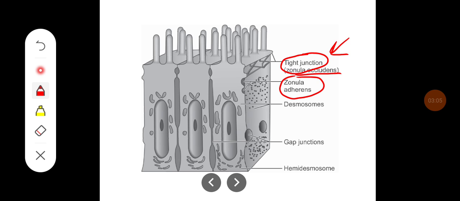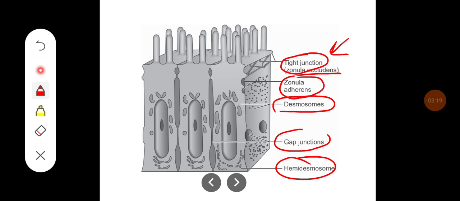Desmosomes also help in the attachment of one cell to another, whereas the hemidesmosomes help in the attachment to the basement membrane, whereas gap junctions are tunnel-like structures which help the easy movement of the ions as well as the action potential from one cell to another cell.